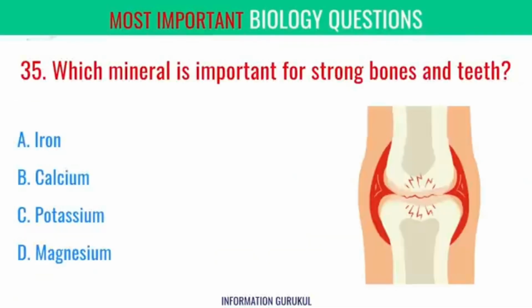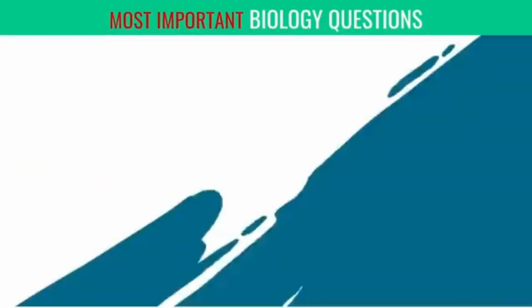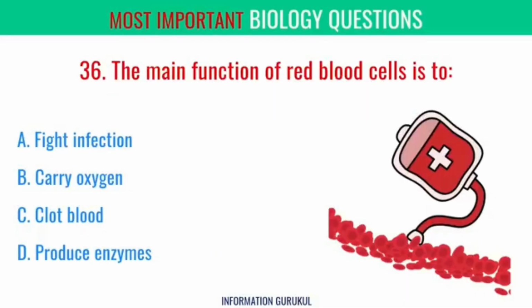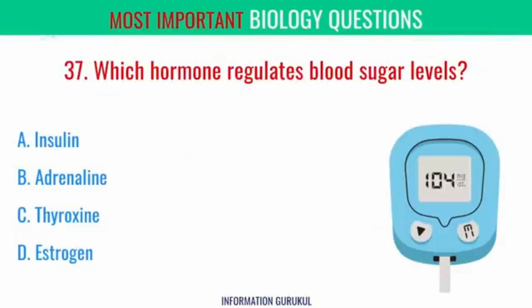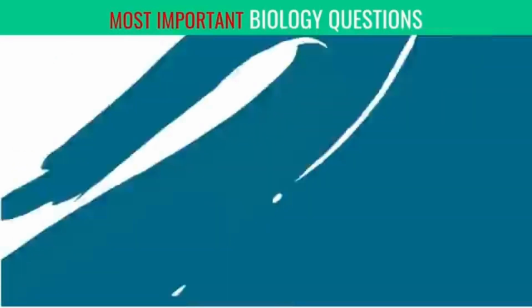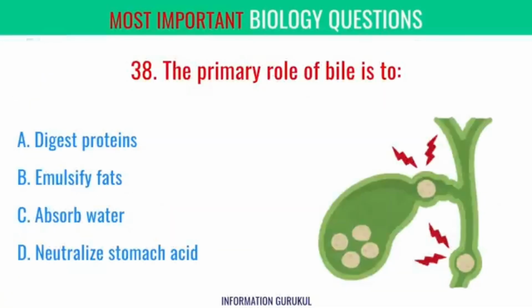Which mineral is important for strong bones and teeth? Calcium. The main function of red blood cells is to carry oxygen. Which hormone regulates blood sugar levels? Insulin. The primary role of bile is to emulsify fats.